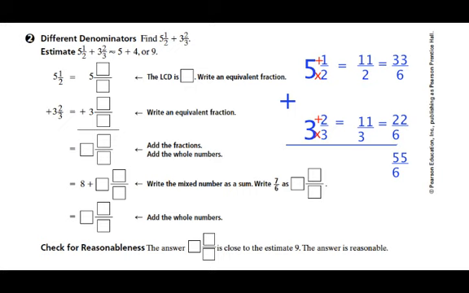You do have to simplify, so try that, and then start the video again. 6 goes into 55 9 times, so our whole number is 9. 6 times 9 is 54. 55 minus 54 is 1, so our new numerator is 1. So our answer is 9 1/6.